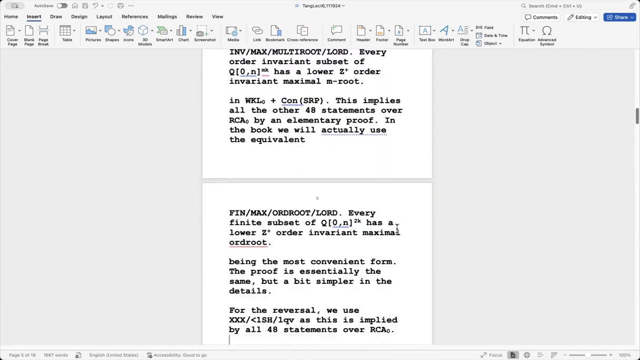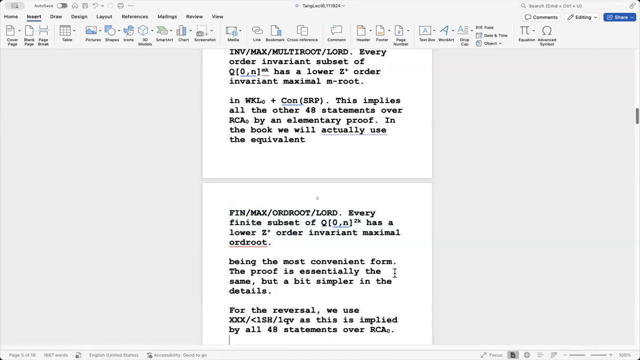Now, actually, in the book, now we finished proving invariant maximality statements with large cardinals in the previous lecture, but in the book, I'll actually simplify things slightly by using this version, because I said that all of them are equivalent. All the 12 are equivalent when I use lower Z plus order invariance. So what you'll see in the book is a proof of this from large cardinals.